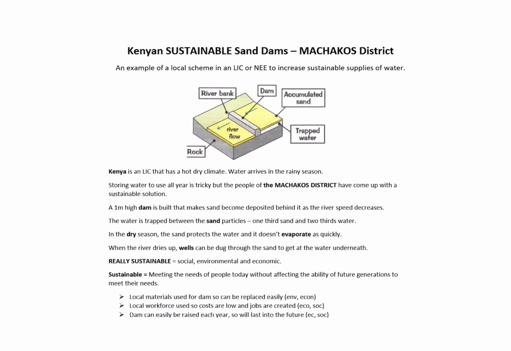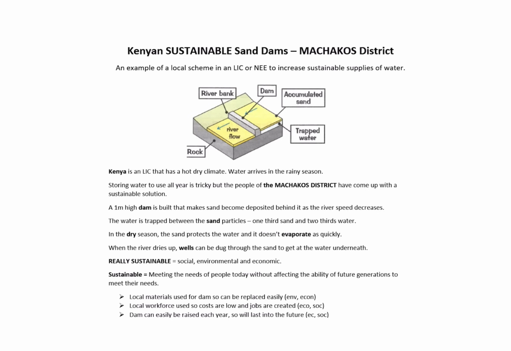So last but not least then is a smaller example. So we've also looked at Kenyan sand dams. This is an example of a scheme that wants to sustainably increase water supply. Kenya has a hot, dry climate. This is why they need them. The water comes in the rainy season and they're trying to store some of that water so they can access it all year round.